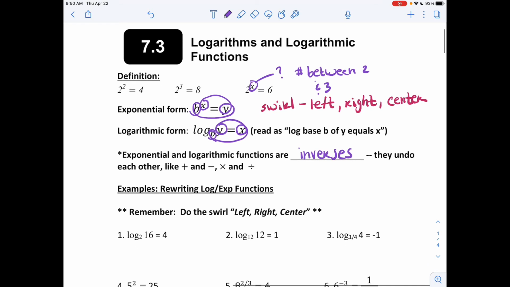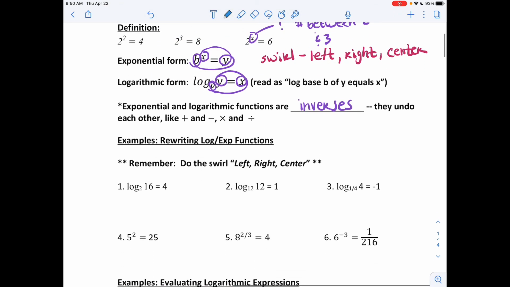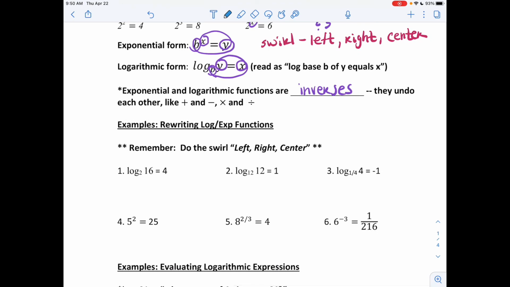So let's go ahead and get some practice with swirling and changing from log to exponent form and vice versa. So remember, we're going to do the swirl, left, right, center. So if I want to take number 1, log base 2 of 16 equals 4, and rewrite it in exponent form, I need to write a 2 first, then a 4, then a 16, left, right, center. So 2 first, power of 4 equals 16.